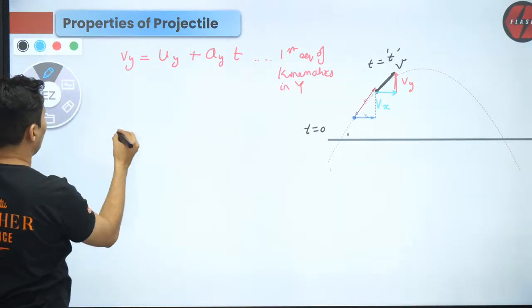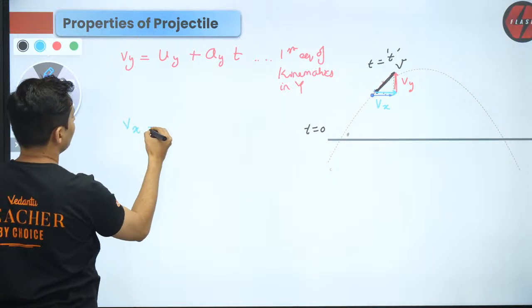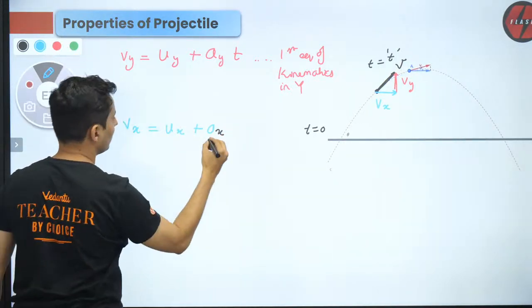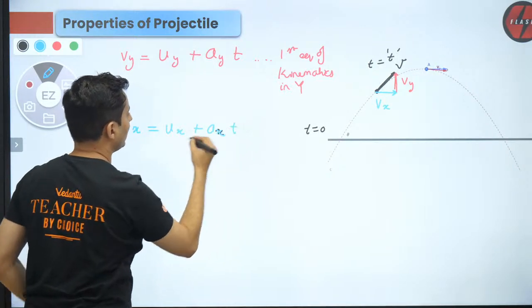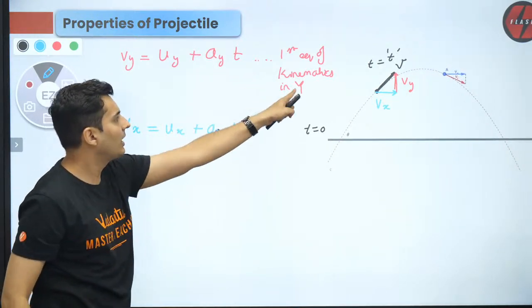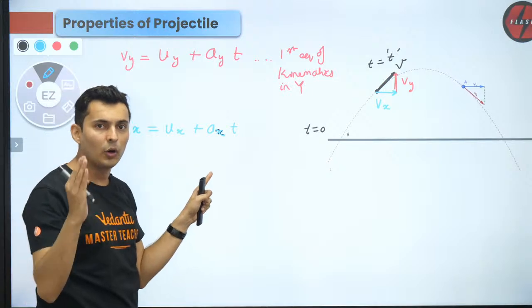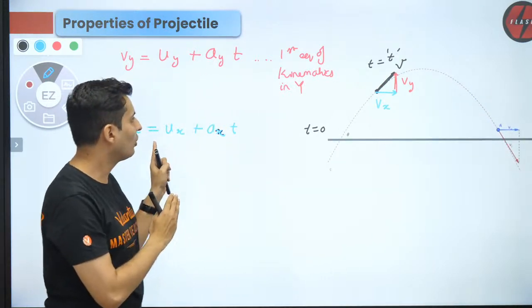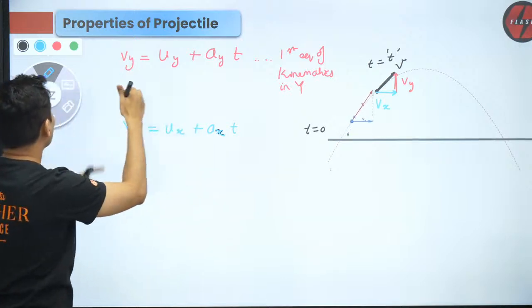Similarly, one can also write Vx is Ux plus Ax t in the x direction. Same thing, but in the x direction. That's all. I hope this is very, very clear. Is this clear? What we have done? So think about it.